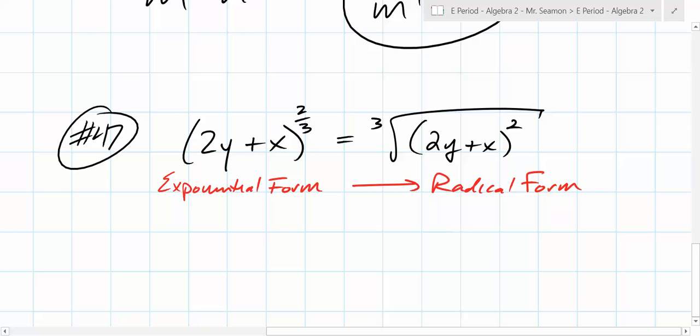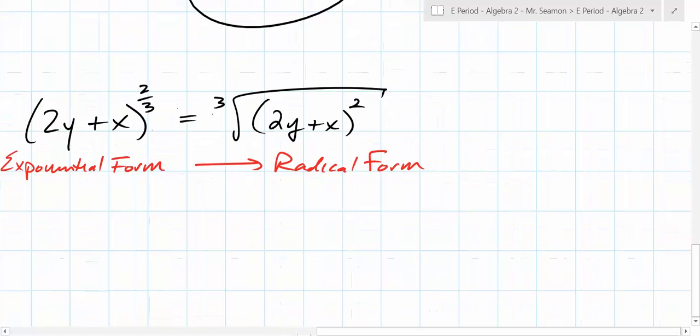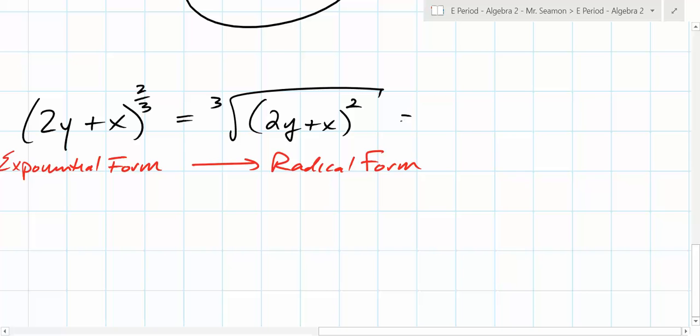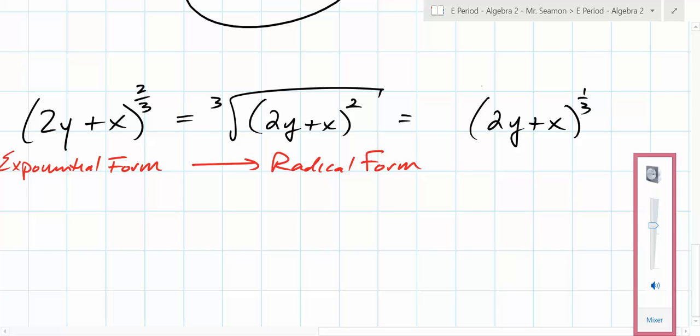And the thing is, there's another way to rewrite this, right? There's actually a second way you could write it. What's the second way you could write it? 2y plus x to the what power? To the 1/3 squared, right?